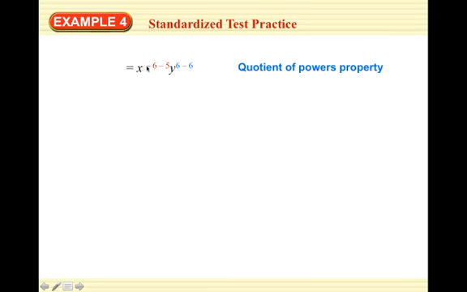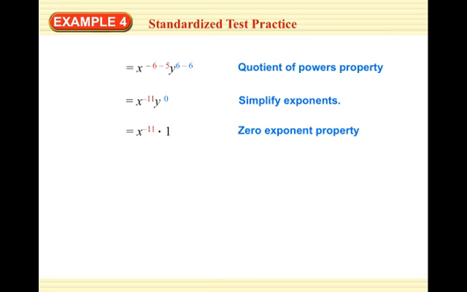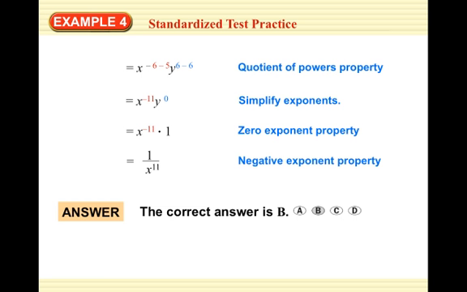And so we'll have x to the negative 6 minus 5 times y to the 6 minus 6. So that's going to give us x to the negative 11 and y to the 0. Y to the 0 is just equal to 1. So we've got x to the negative 11, but we don't leave negative exponents in a simplified answer. So we apply the negative exponent property, and that gives us 1 over x to the 11th power. And then we're done. So the correct answer is B.